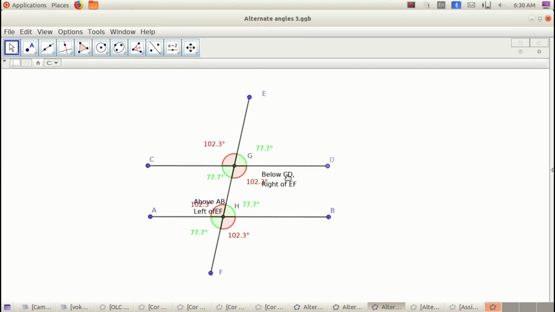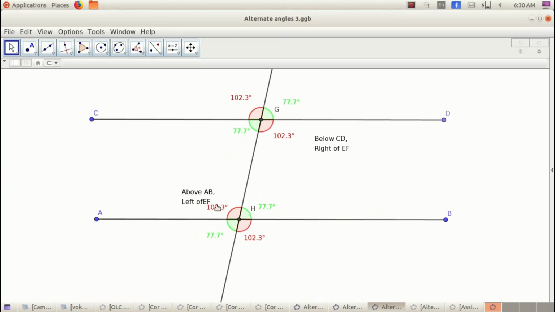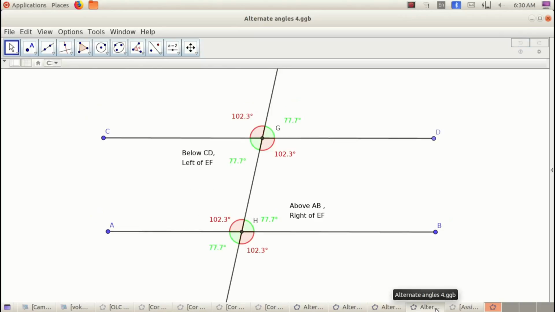Below CD, below parallel lines. Right of EF, right side of crossing line. What is the reverse position? Above parallel line, above AB, and left side of EF. Okay. These 2 are in reverse position, but the angles are the same. Angle measurements same. 102.3, 102.3. Okay. One more example.